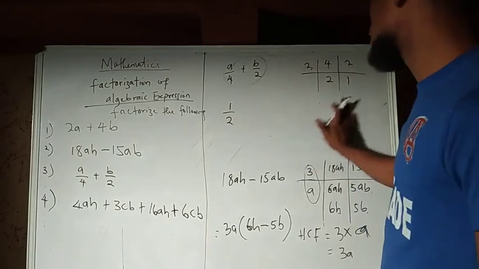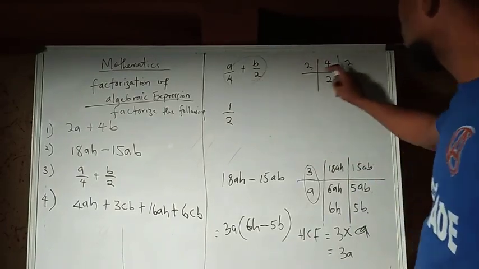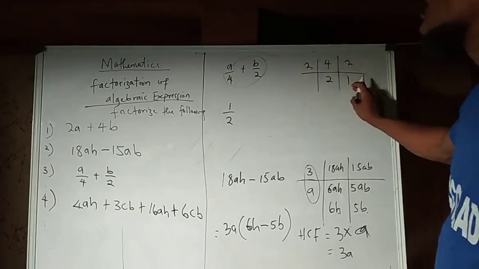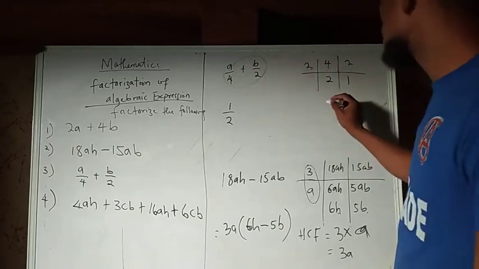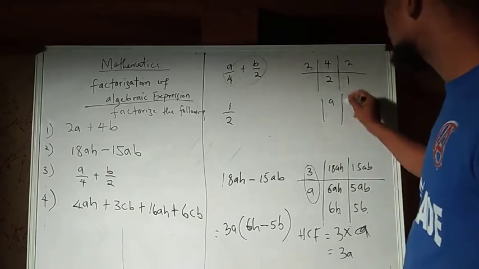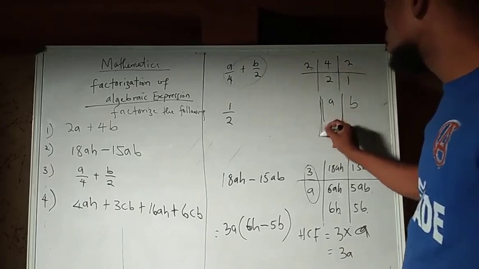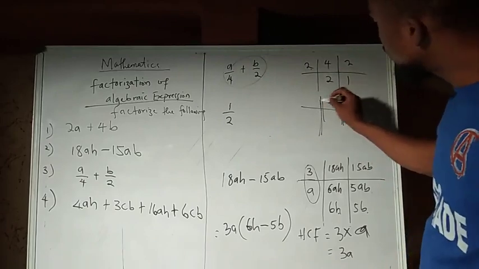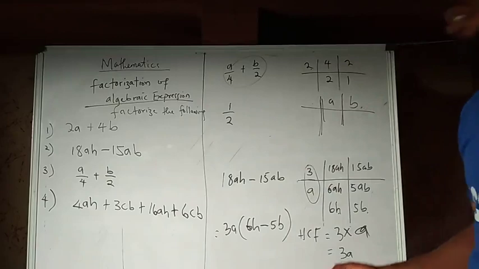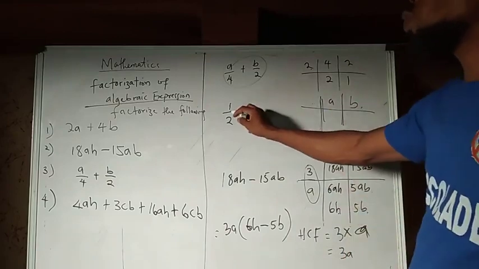Okay, let me show you what I simply mean. So I get the highest common factor of the denominator, which is 2. Let me get the highest common factor of the numerator. So I have A here and B. So what can divide A and divide B at the same time? There is nothing. So we are just going to treat that as 1.